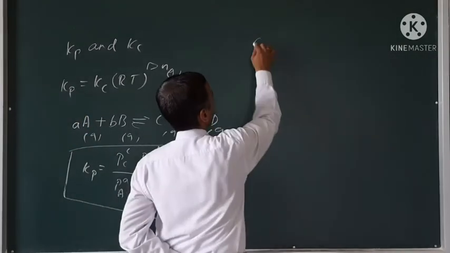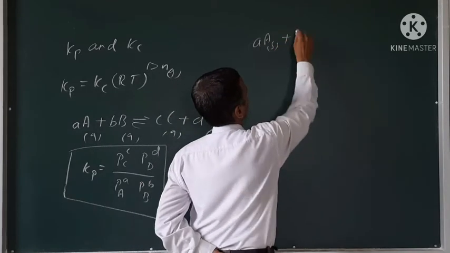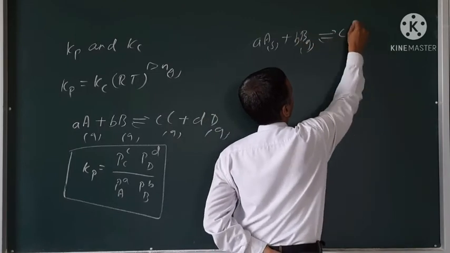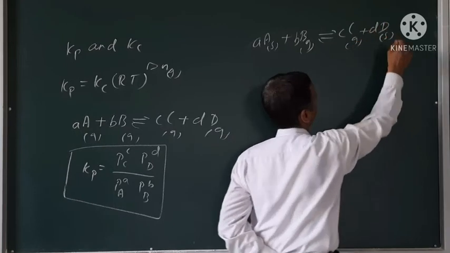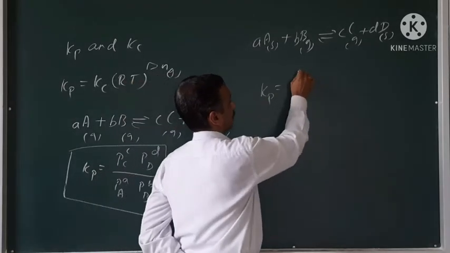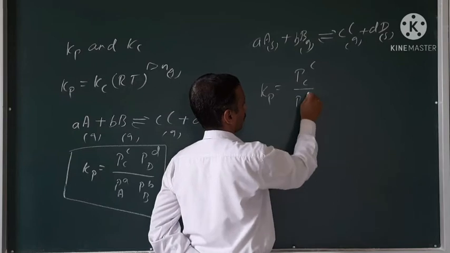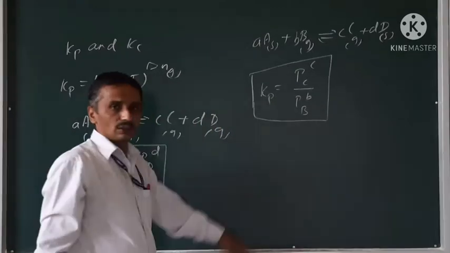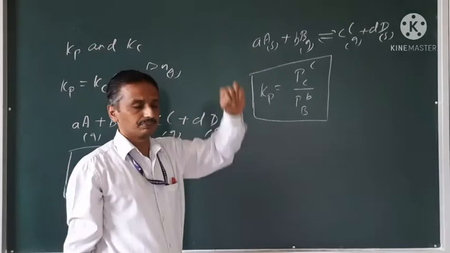Now see, a solid A plus bB gas giving cC gas plus dD solid. What will I do? Kp is equal to Pc to the power c divided by Pb to the power b only. Solid you are taking as a unity, so solid you are not taking.